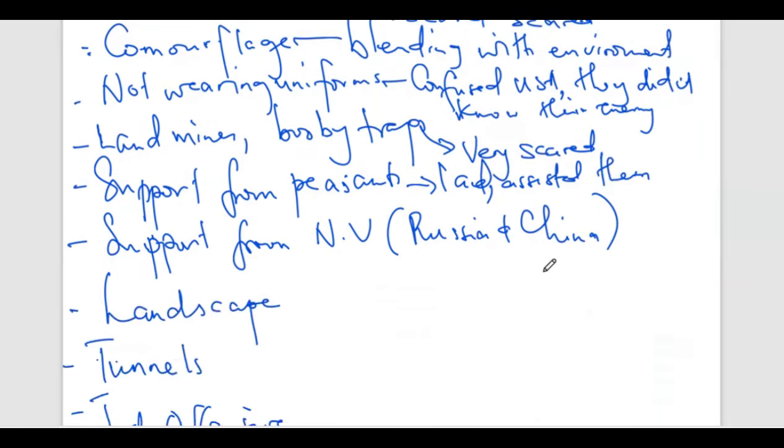Then also the support from North Vietnam and Russia and China. Here we are looking at specifically the Ho Chi Minh Trail.